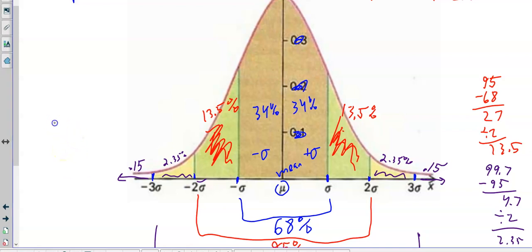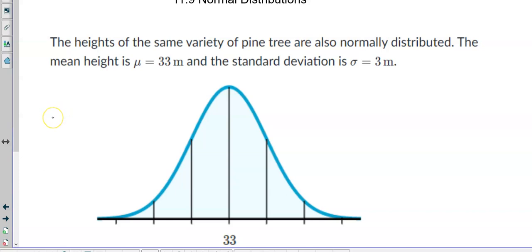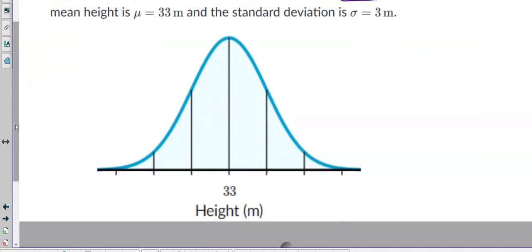Let's see what this looks like. Okay, so the heights of the same variety of pine tree are normally, or we should probably say something like approximately normally distributed. Nothing is perfectly normally distributed. The mean height is 33. So that you can see in the figure there that 33 is the mean height. We're going to add a standard deviation to the right, which is equal to 3. So this would be 36. We're going to subtract a standard deviation, which is 3, to the left. So this would be 30.